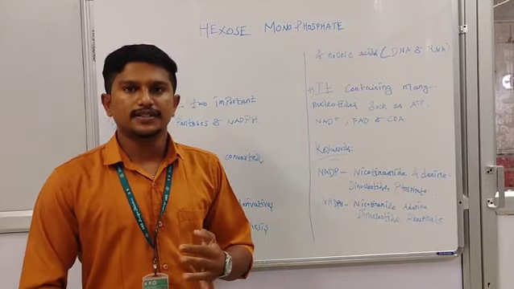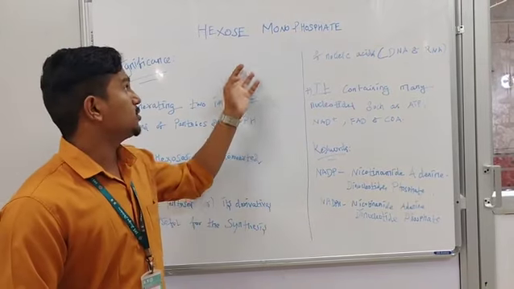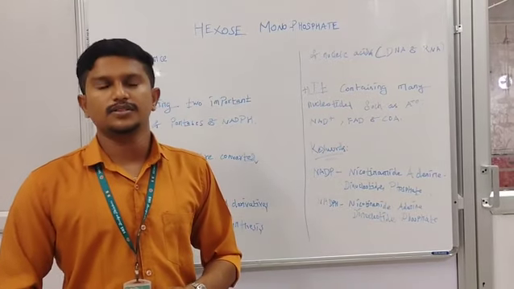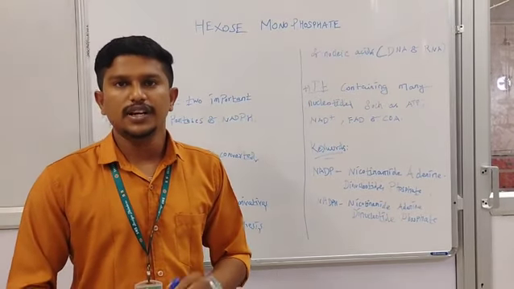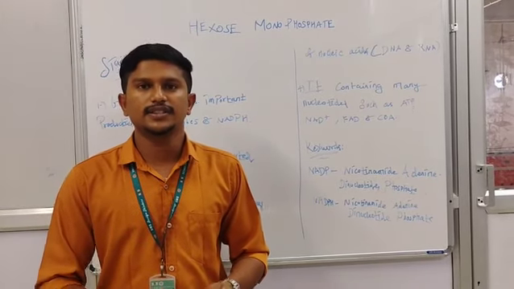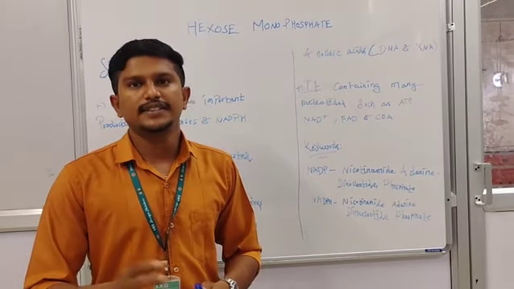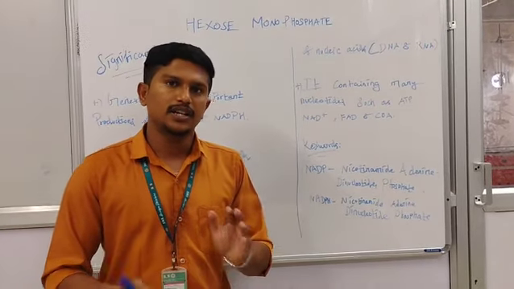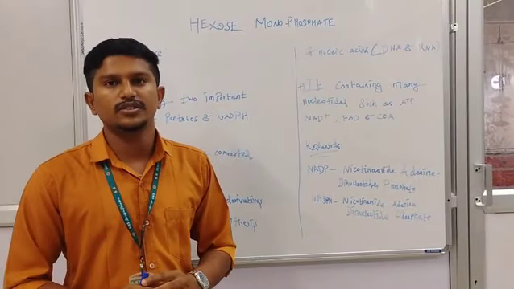Next, what we see about Hexose Monophosphate is that it is an alternative pathway for the TCA cycle. TCA is otherwise known as tricarboxylic acid; simply we call it the TCA cycle. Next, 10% of glucose enters into the cytoplasm.